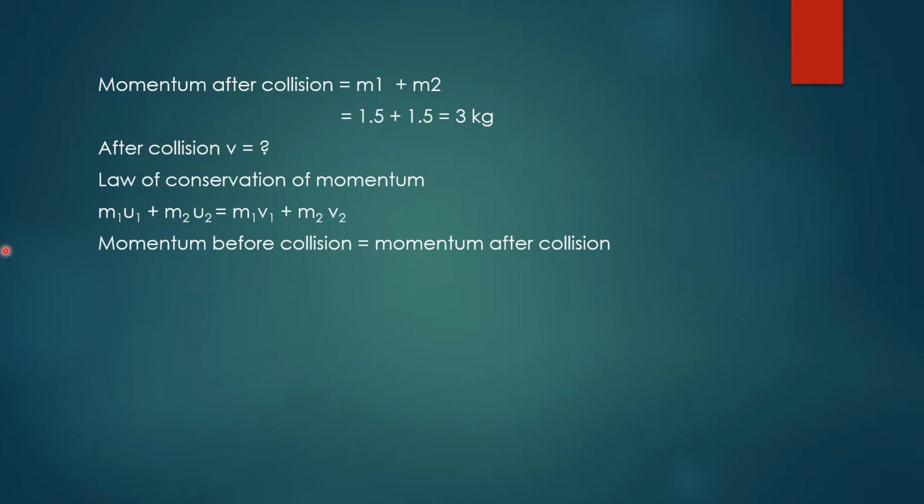Already we have found the value of momentum before collision, so it will be 0, which is equal to the momentum after collision. It's m1 plus m2 into v. Why is it m1 plus m2 into v? It's because they both are going with the same velocity after the collision. When I substitute the value of m1 plus m2, that is 3 kilogram, into v, it will become 3v. Now if we find v, it's 0. So the final velocity of the objects after collision is 0.